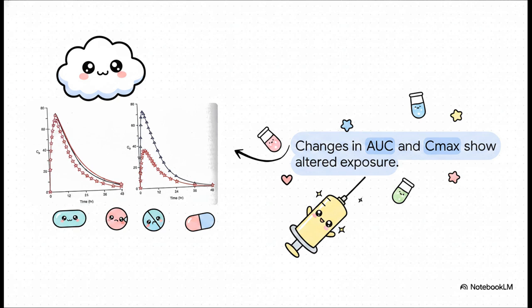When tracking the area under the curve, or AUC, along with peak concentration, we can actually measure this happening. When two drugs don't mix well, those concentration levels dramatically spike or crash. It proves the drug is either building up to toxic levels in your bloodstream or getting flushed out way before it can even do its job.